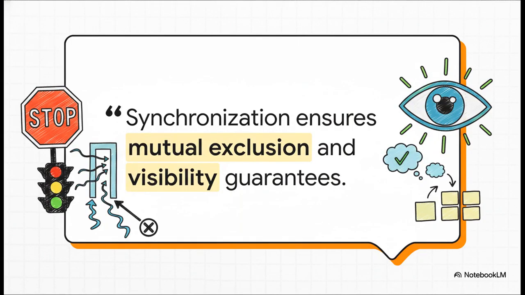Now here's a killer line for an interview. Synchronization gives you 2 big promises. The first is mutual exclusion. That's our traffic cop, right? Only one thread gets access at a time, mutually exclusive. But the second one, visibility, is just as important. It guarantees that when one thread makes a change inside a synchronized block, other threads will actually see that change right away. No stale data.